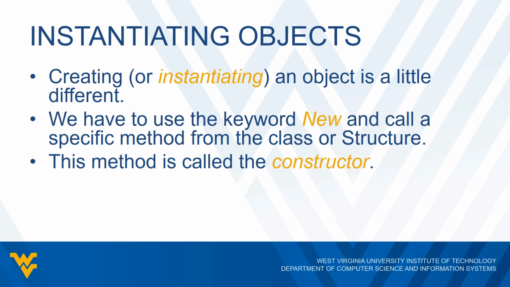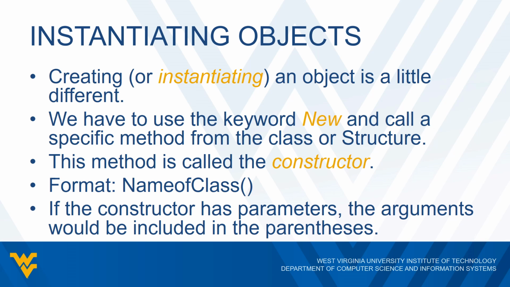Now, if you're familiar with Java, then you should already know what constructors are and how they work. It's the same thing in Visual Basic. So just to give the format of it, it would be whatever the name of your class is, and then a pair of parentheses. Now, it is possible that the constructor has parameters. If that happens, then you would have to include arguments in the parentheses.